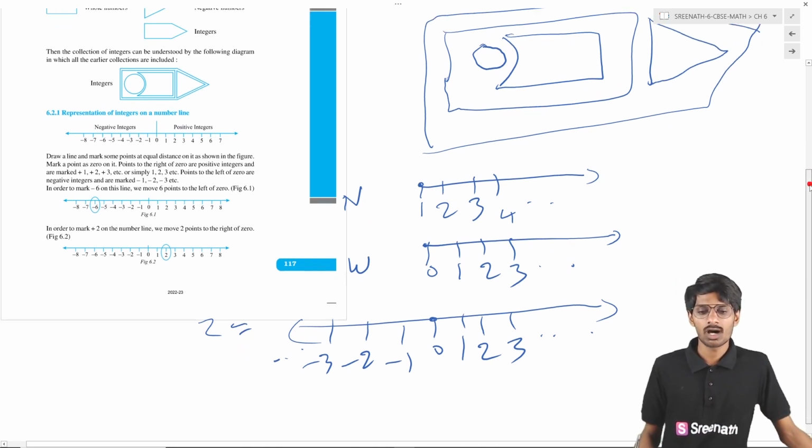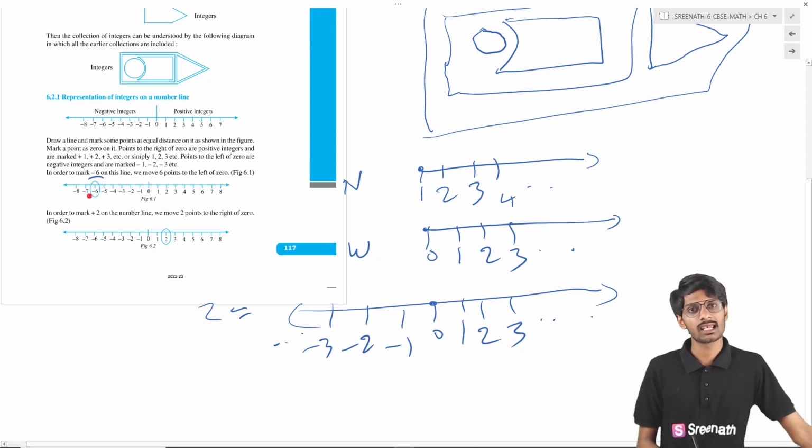So if you want to mark -6 on the line, what do we have to do? You have to go to the origin and you have to move. There is a minus symbol, so you have to move to the left side. How many steps? 6 steps. 1, 2, 3, 4, 5, like that. You have to go 6 steps.